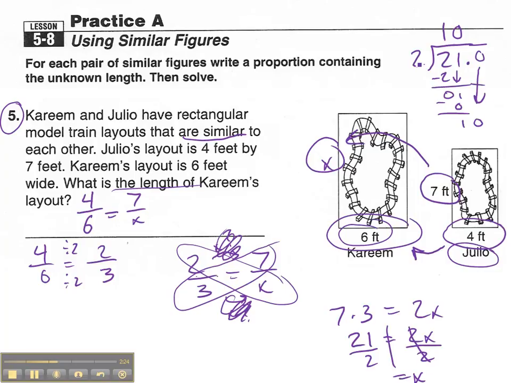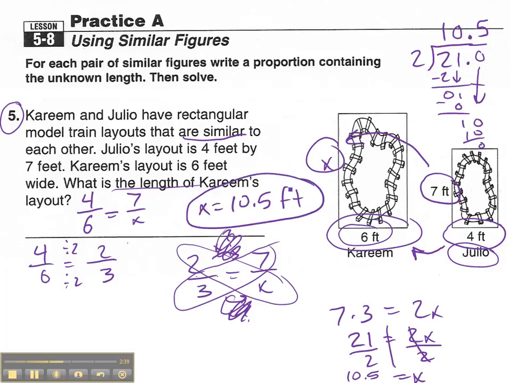Bring down that 0, and there are 5 2's in 10. Line up a decimal in our answer. 5 times 2 is 10. So x equals 10.5. And the units are feet, 10.5 feet.